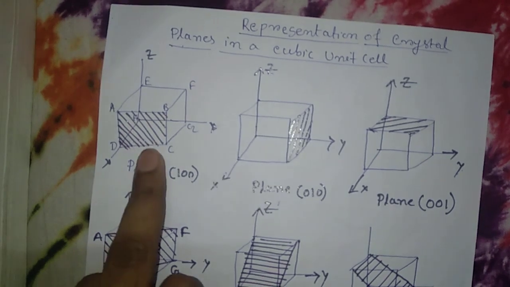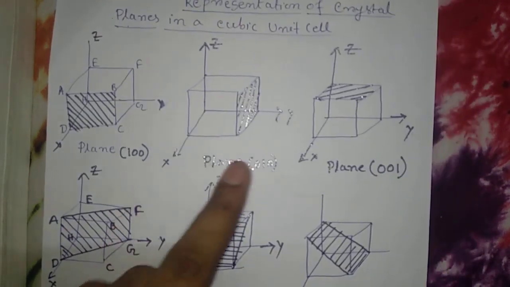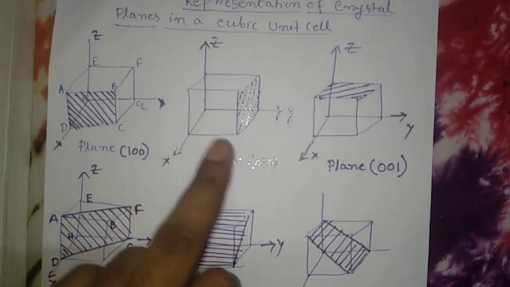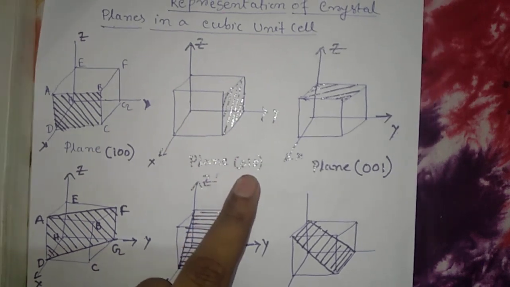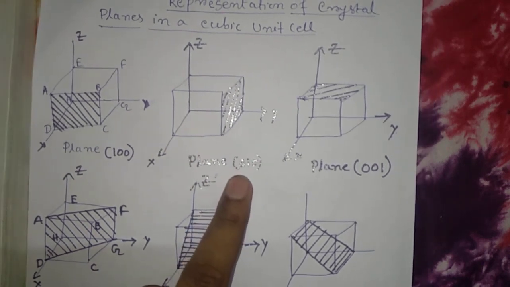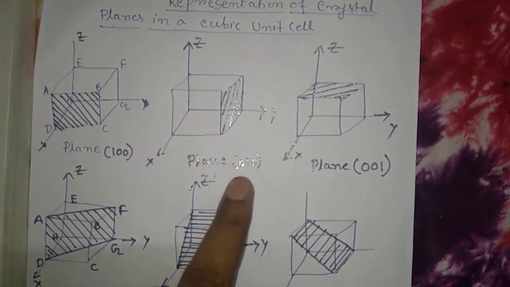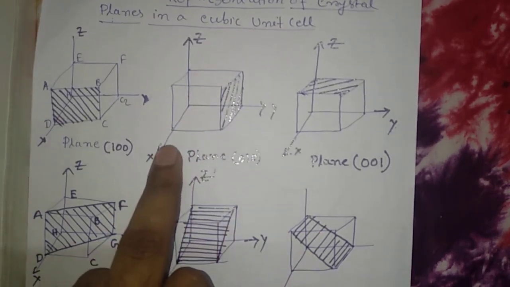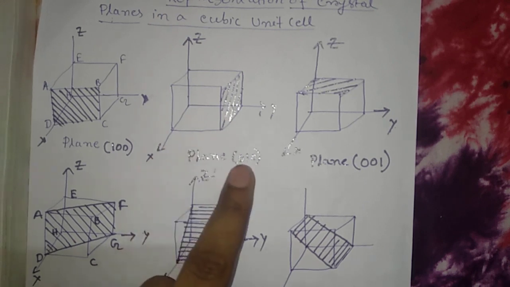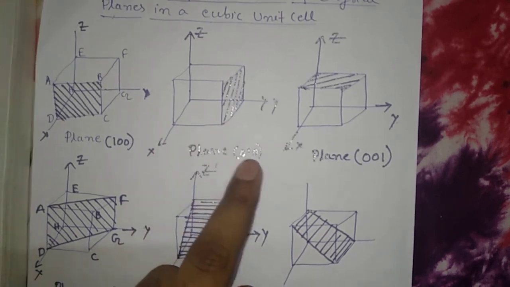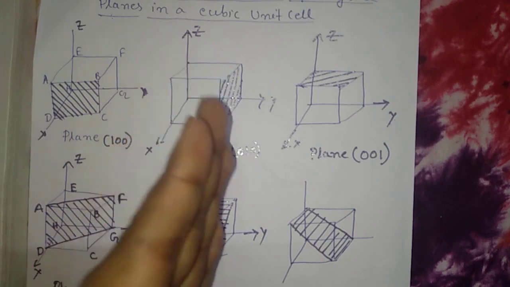So this is 1 0 0 already on this. Similarly 0 1 0, so these are the planes. Now you have to convert to find the intercept point for that: infinity, 1, infinity. The x direction is infinity, the y direction is 1, and the z direction is infinity. So these are the planes.